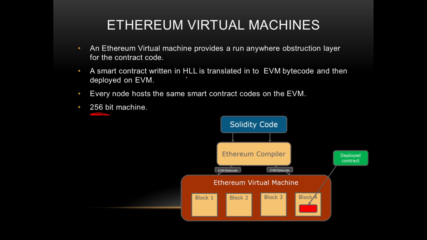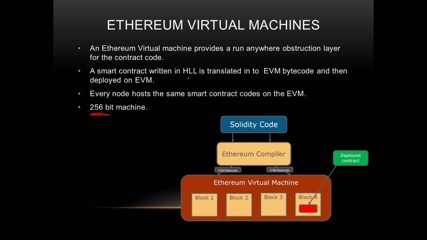Next, a smart contract written in a high-level language is translated into the Ethereum virtual machine bytecode and then deployed on the Ethereum virtual machine. So what this means is, first you have to write a smart contract. You can write this in Solidity or any other language, and then this is translated directly into the EVM bytecode. It is done by the Ethereum compiler, and then it is deployed on the EVM.